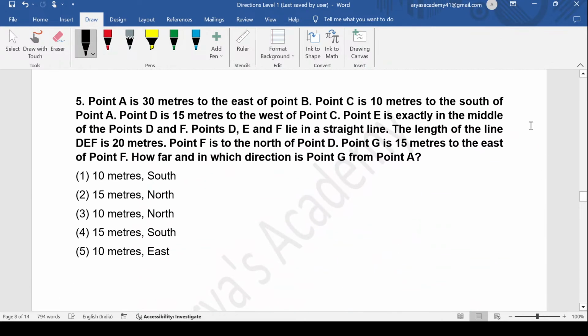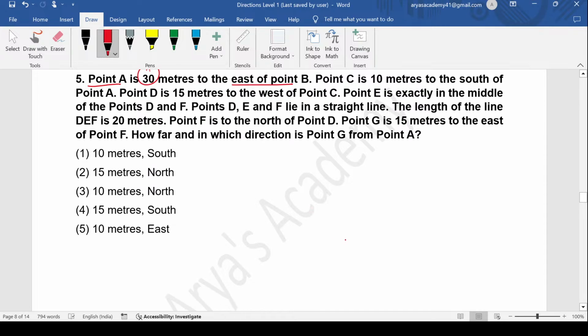Go for question number 5. See, question number 5 states that point A is 30 meters to the east of point B. We don't know where is A and where is B, so assume somewhere. Point A is 30 meters east of point B. I am assuming point B to be here, and if I move how much? 30 meters, I will be reaching point A.